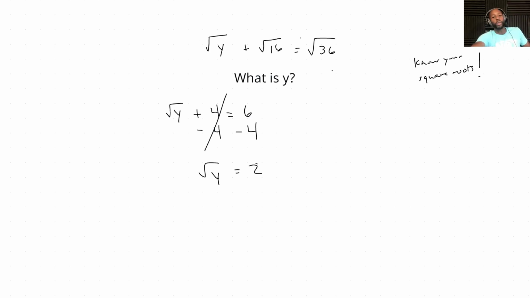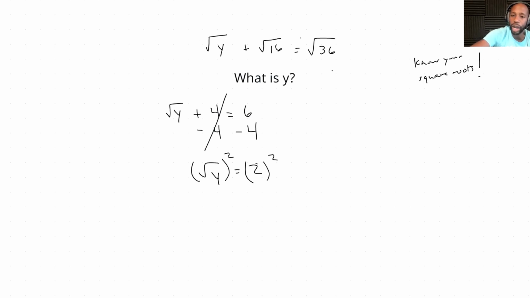Now, if the square root of y is equal to 2, think about it. Whatever y is, we're taking the root. We're trying to find what times what equals y, right? So if we take the square root of y and square that, then we'll just get back y. We'll square both sides.